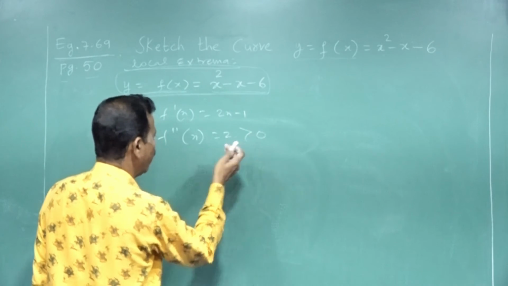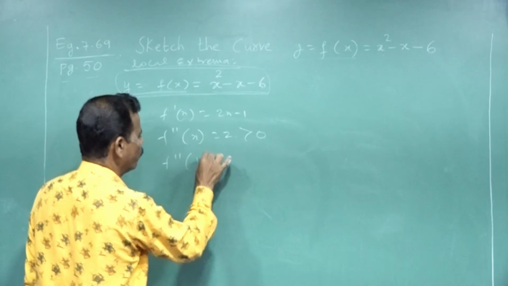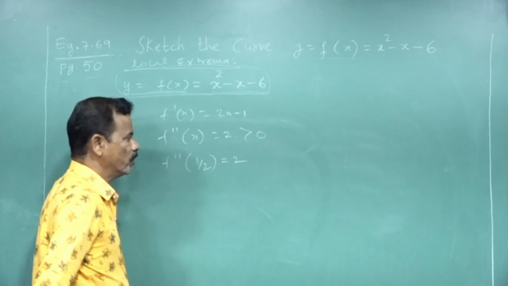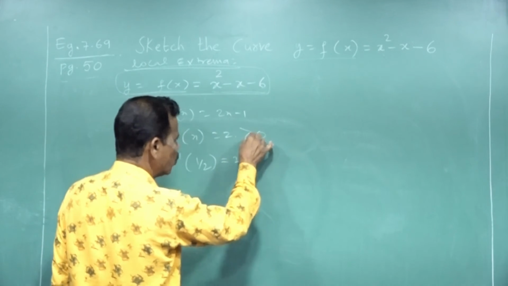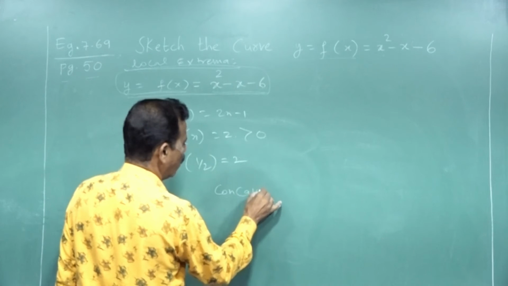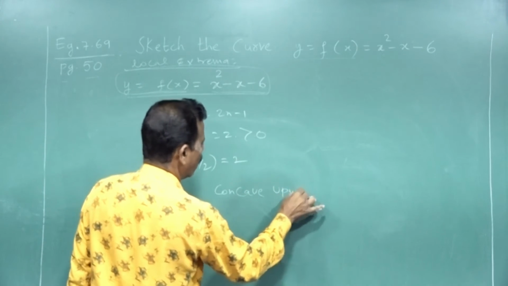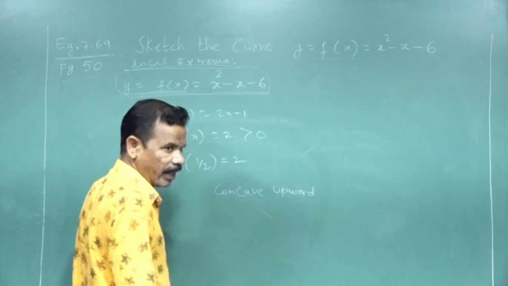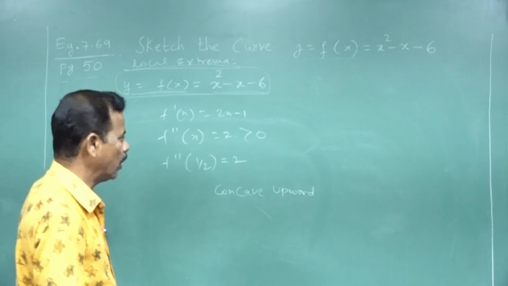At the critical point, f''(1/2) is also 2, so it is positive. That's why the curve is concave upward. It is concave upward only, on the whole real line. Upward only concavity.